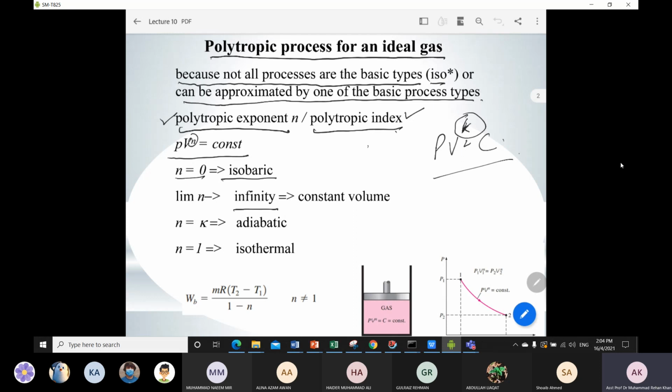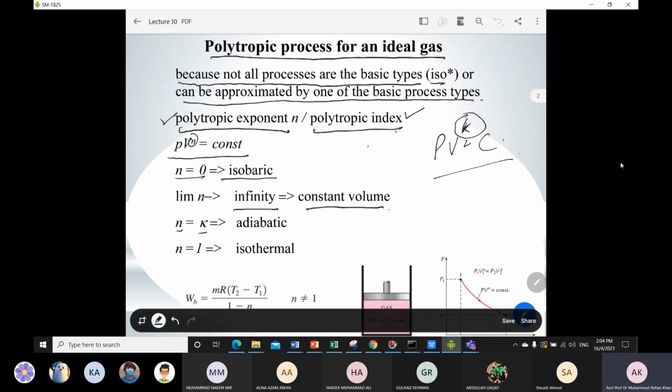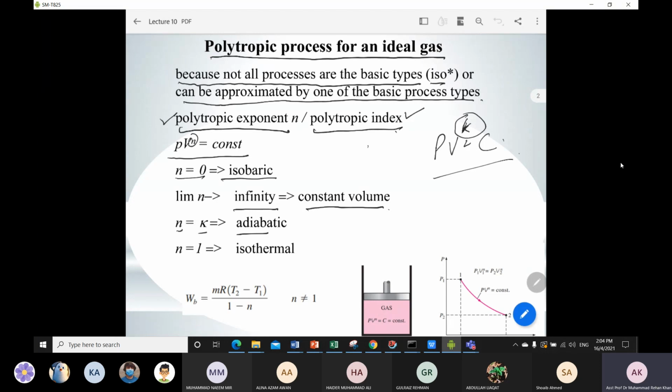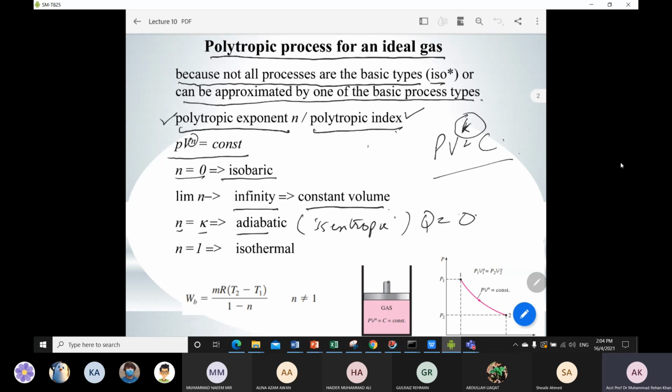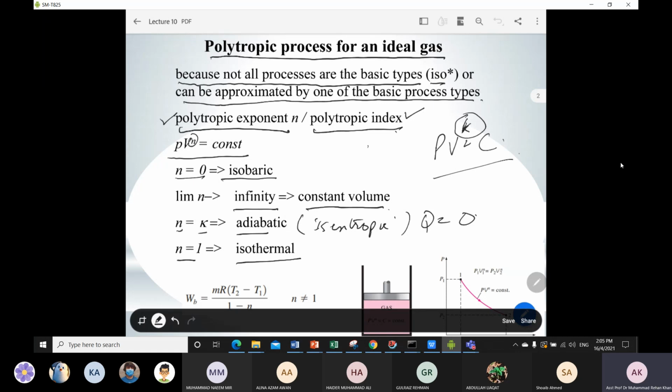If n is infinity, it turns out to be a constant volume process. If n is equal to k, which is our previous isentropic process from the previous lecture, it is an adiabatic isentropic process, meaning Q is equal to 0. If n is equal to 1, it turns out to be an isothermal process. These are the values we have to decide for n, to know which process applies for your polytropic process.